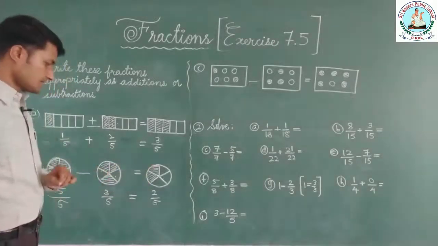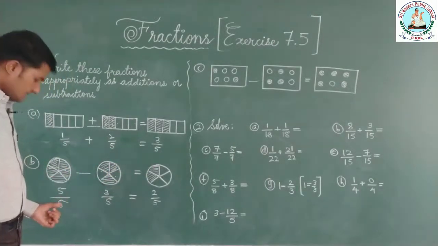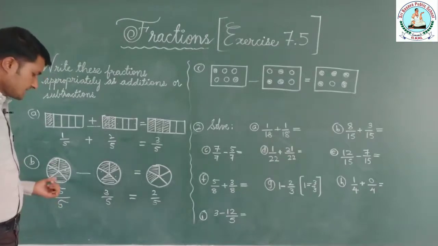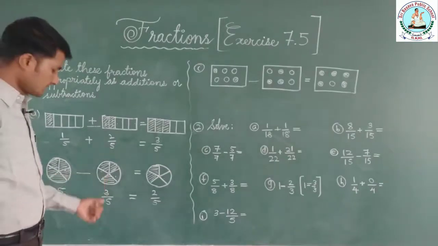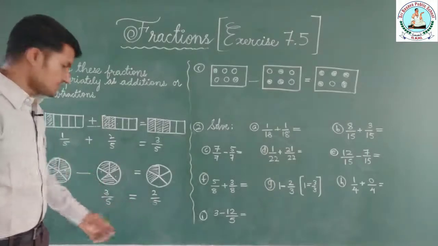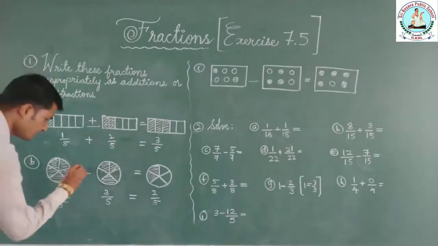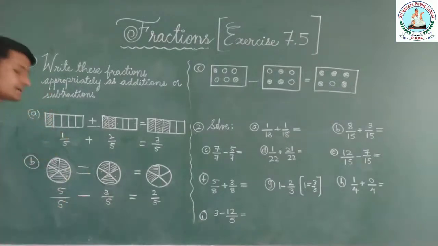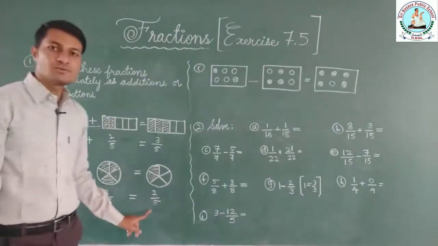So this is the result, 5 by 5. This is the fraction which is represented by this picture, and this picture is represented by this fraction, that is 3 by 5, and the result is 2 by 5. So which operation is performed here? Absolutely, subtraction is performed here. So 5 by 5 minus 3 by 5 will be 2 by 5.